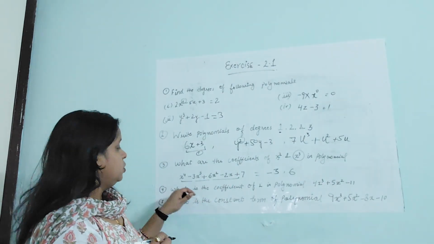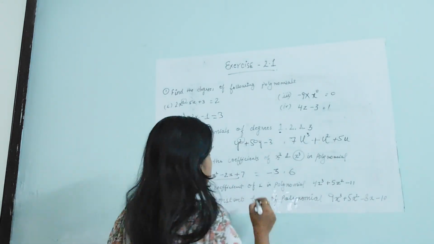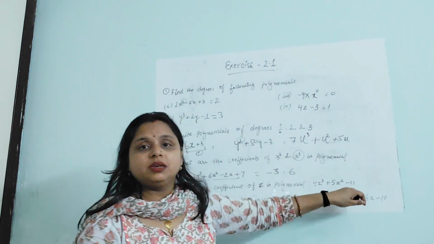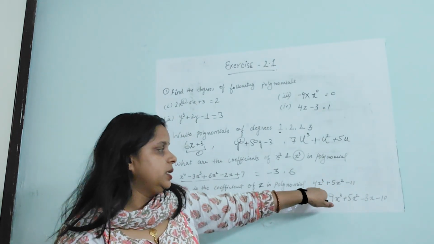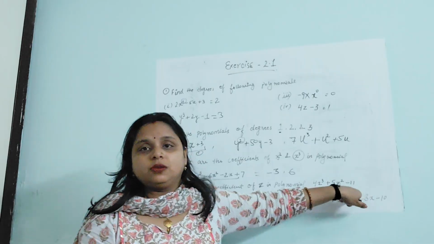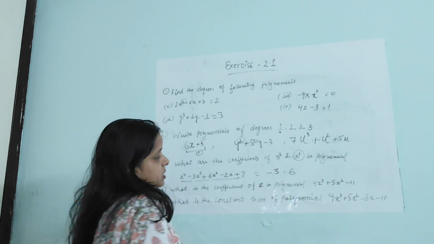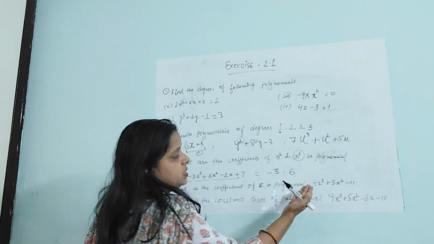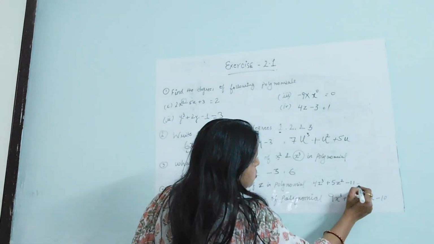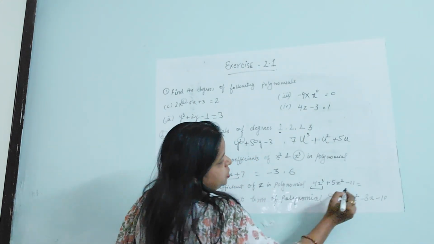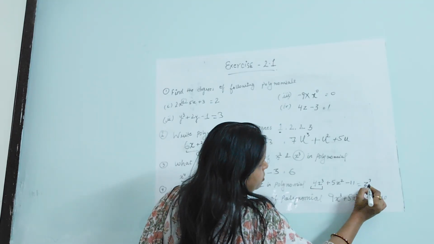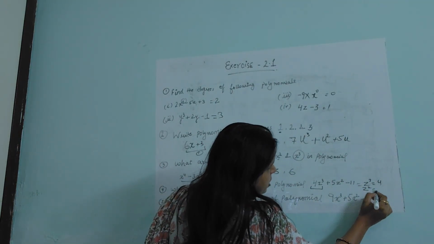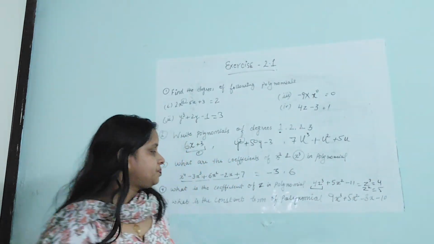Okay. What is the coefficient of z? Coefficient of z in the polynomial, this is a polynomial they have given us, 4z cube plus 5z square minus 11. Coefficient of z means here they have not given us any power of z, so we have to write all the coefficients of z. So coefficient of z cube is 4, coefficient of z square is 5. Okay.